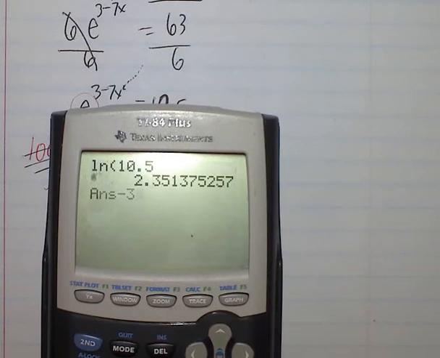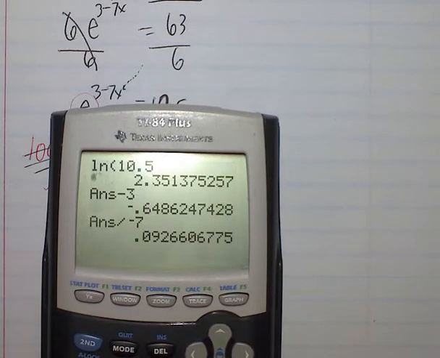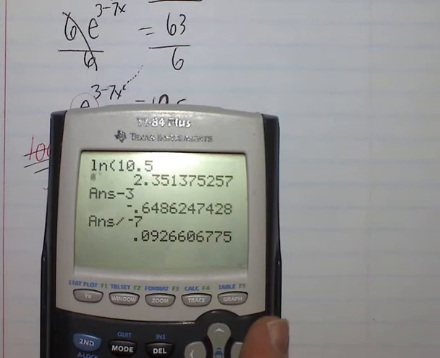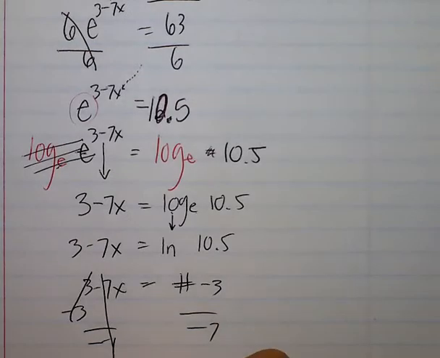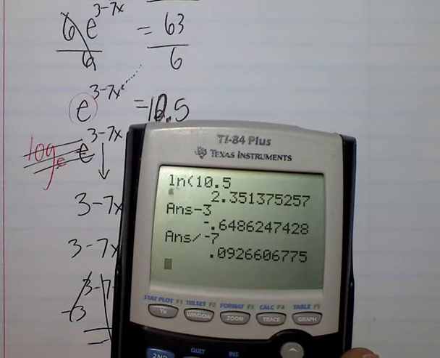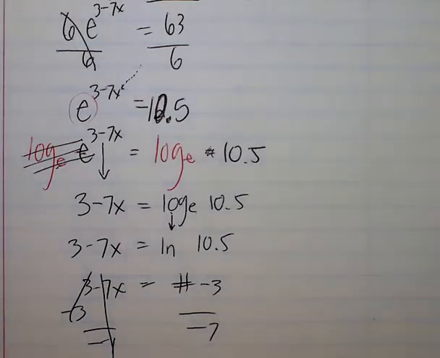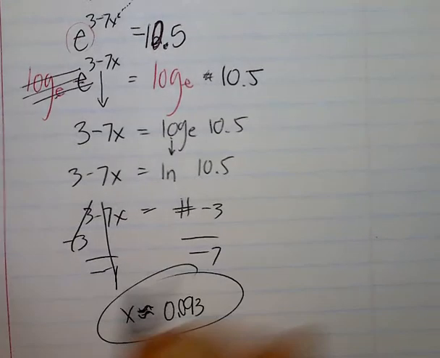Subtract 3, divide by -7, and let's round to the nearest hundredth. It will tell you what to round to, and I'm going to make it up and say round to the nearest hundredth. So because I'm rounding, it's approximately 0.093. Next problem.